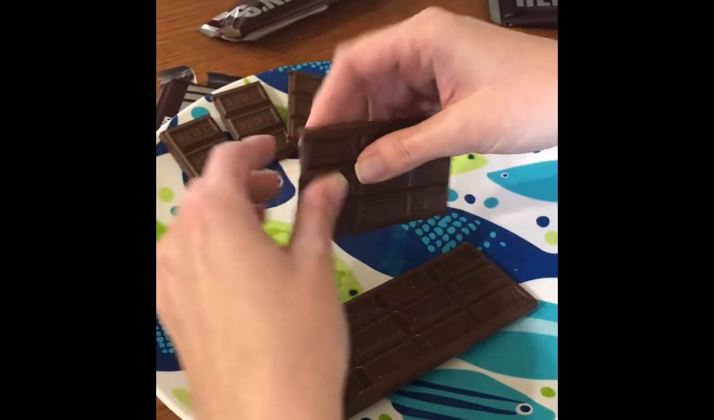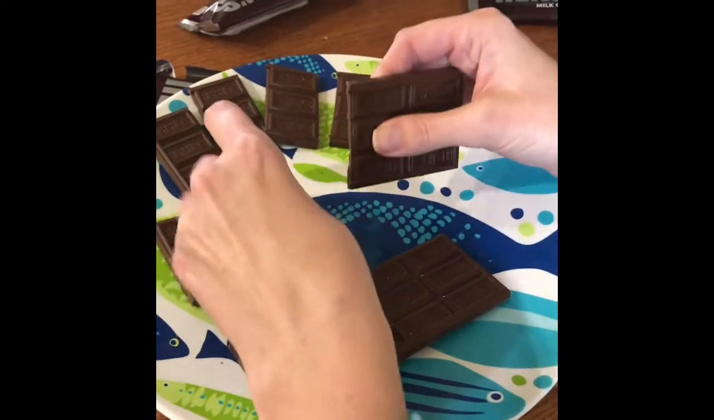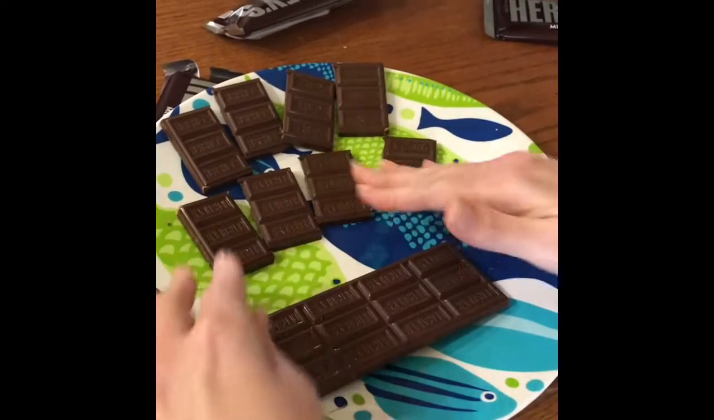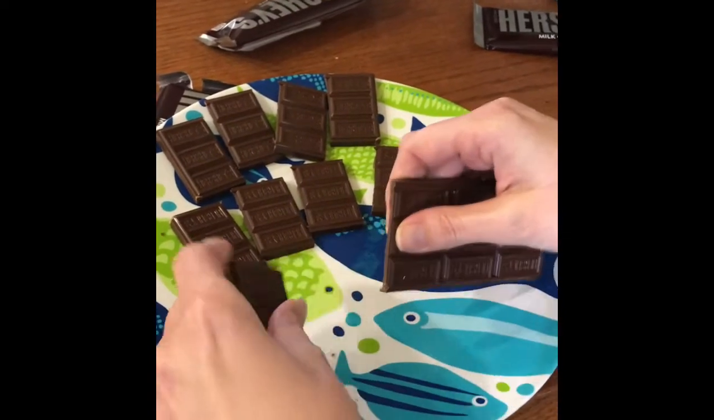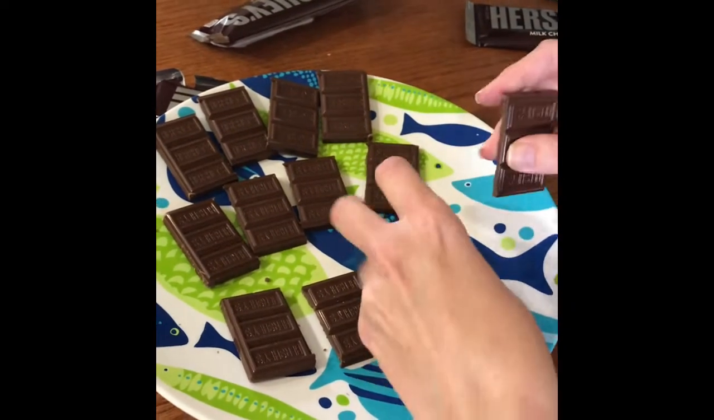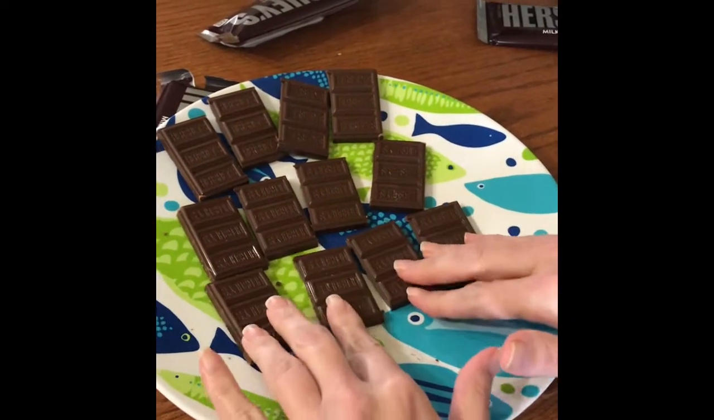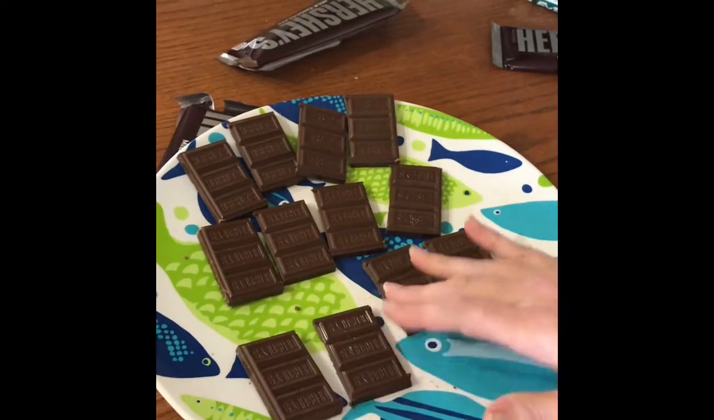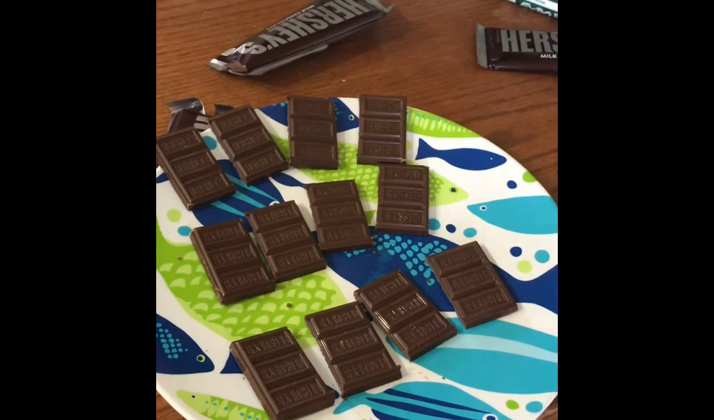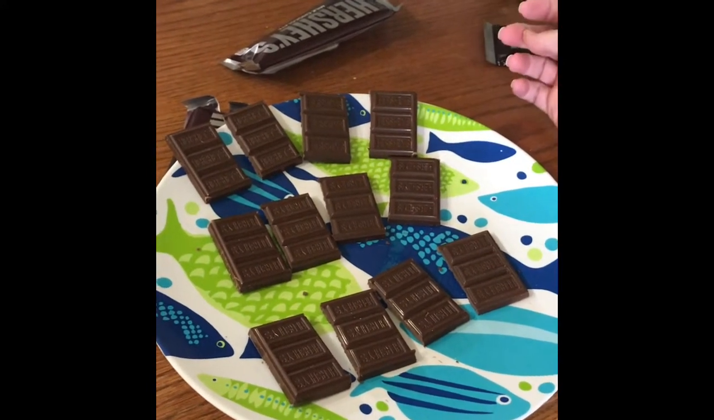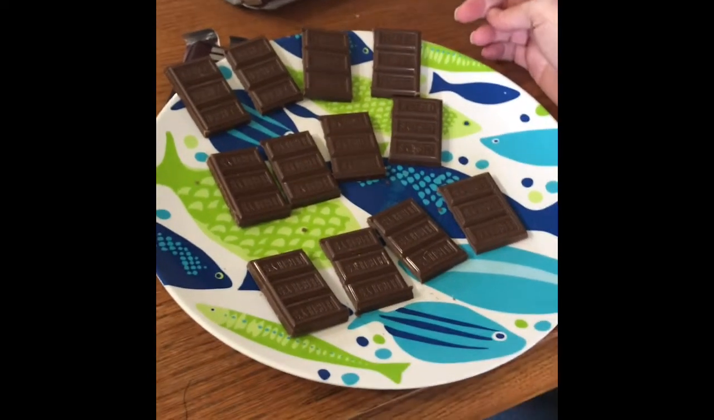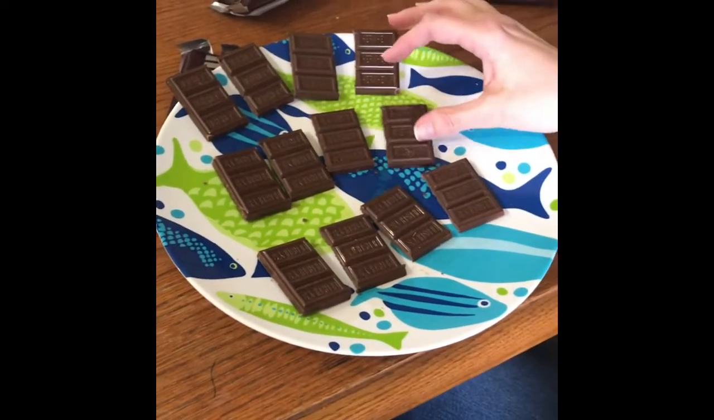So I'm going to go ahead and break my second one. So I've got 4 more, so that's a total of 8. 9, 10, 11, and 12. So that means that I'm able to share this candy bar with 12 friends. They'll each get a fourth of a piece. So if I have 3 candy bars and I divide it by a fourth, then I know my answer is going to be 12.